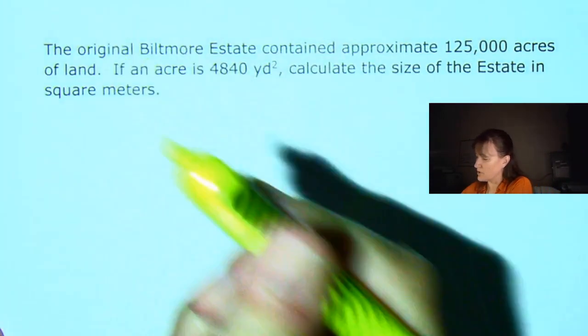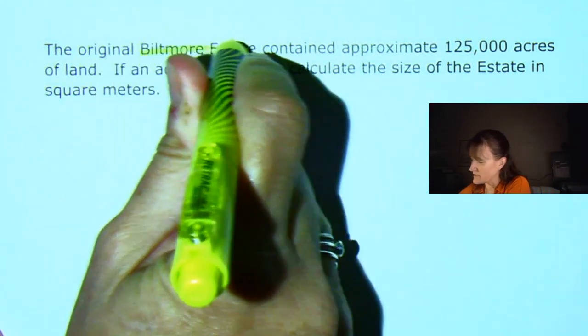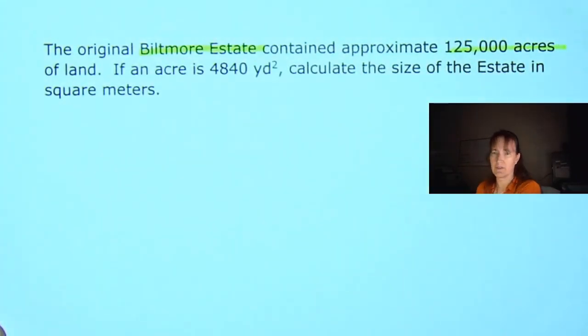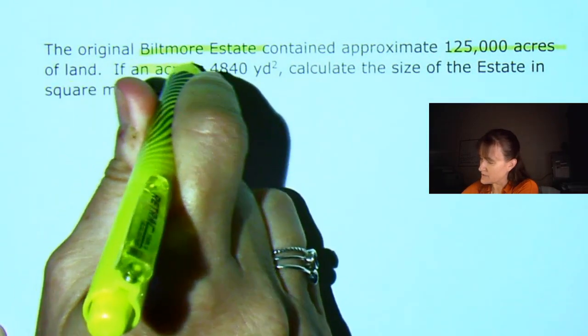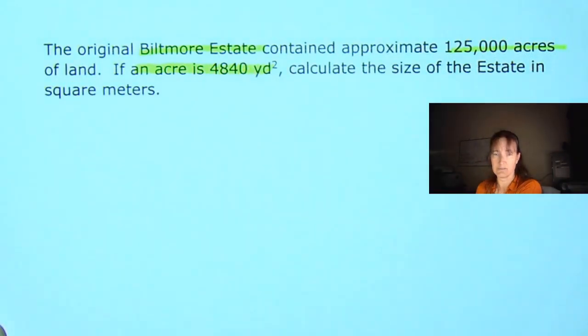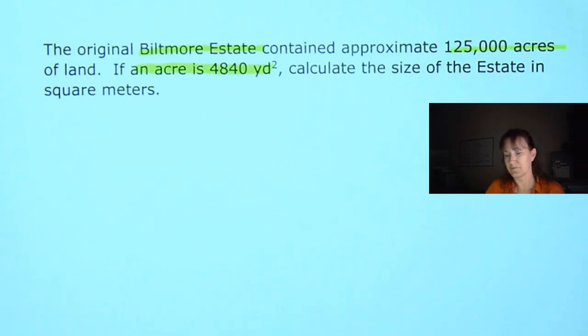in this example. One is dealing with the Biltmore estate, and we're given the information that there was approximately 125,000 acres in the original estate. Then there is a statement here: if an acre is 4,840 yards squared. So you want to pick out from the information what is the measurement that we're being given, and then what is some information that we can use in order to complete the calculation we're being asked for.